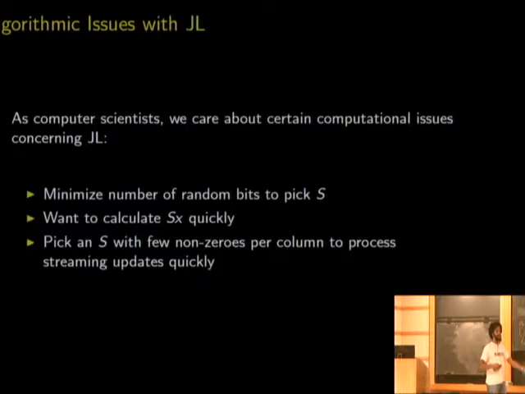Because if I'm doing streaming updates, remember, in a streaming update, I add some amount to some coordinate of x. Let's say I add v to x sub i. What that means for updating my sketch is I should add v times the ith column of S to my sketch. Okay? And if there are very few non-zeros per column, that means I can do that quickly.